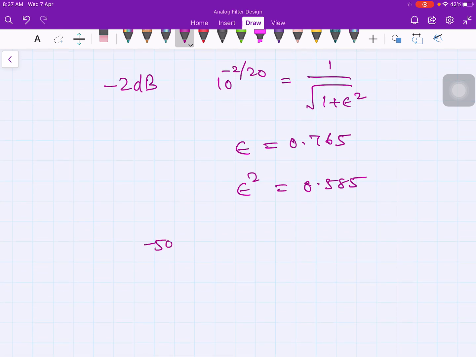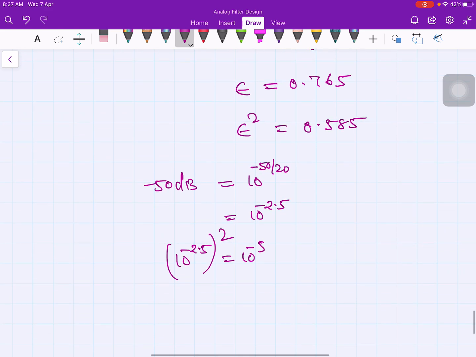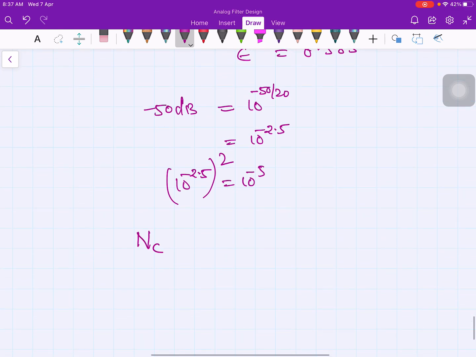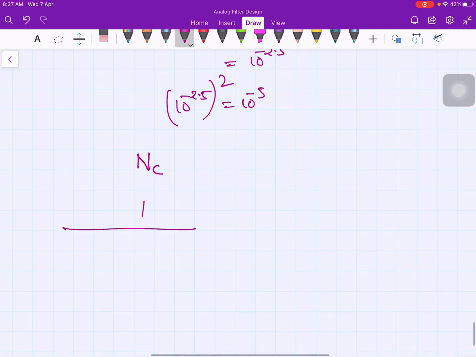And minus 50 dB in terms of ratio is equivalent to 10 to the minus 50 by 20. So this is 10 to the minus 2.5, and the square of it is 10 to the minus 5. Therefore, in order to find the Chebyshev order, instead of using the inverse formula, let us use the basic formula. What is the basic formula? 1 divided by 1 plus epsilon squared Cn squared of omega s by omega c, and omega c is 1 radian per second.